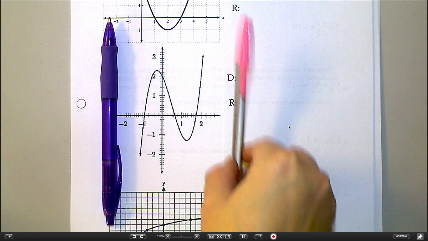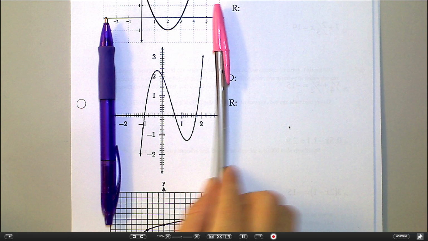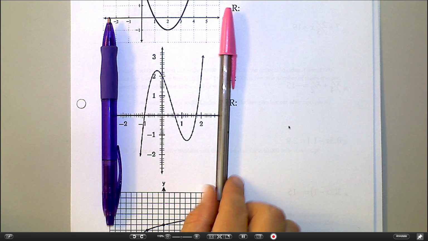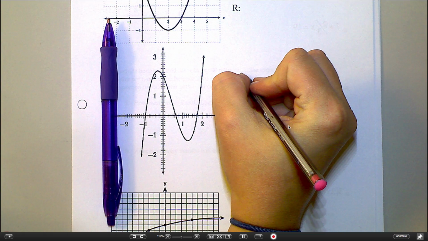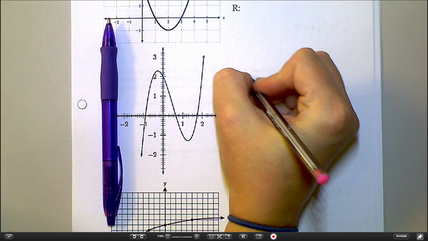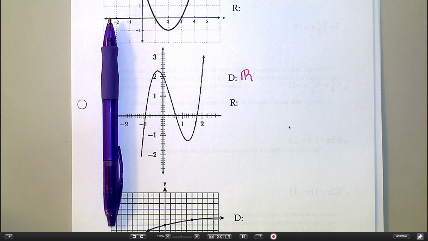All right, let's do the same thing to the right. So over here on the right, will that other arrow, the arrow on the right, eventually hit that pink pen? And again, the answer is yes. And there's no gaps or anything in between. So for this one, I'm going to say that it hits everything, which in math speak is all real numbers. Okay, so my domain here is all real numbers because this graph covers every possible x value.